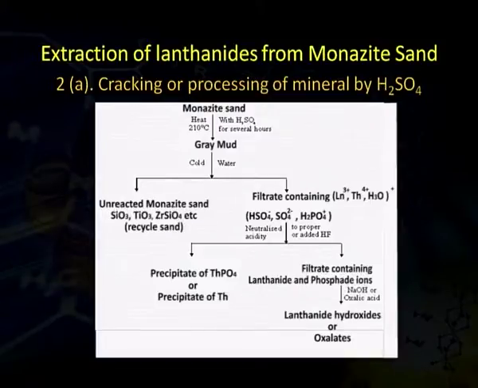This is the process of how it is separated in presence of sulfuric acid. The monazite sand is heated at 210 degree centigrade for several hours in presence of sulfuric acid, which forms a grey colored mud. Then it is treated with cold water. The untreated monazite sand contains the oxides of silica, titania and zirconia. However, the filtrate contains the lanthanum and thorium, and it is further neutralized and acidified to produce the precipitate of the thorium and the oxalates of the lanthanum and its corresponding hydroxide.